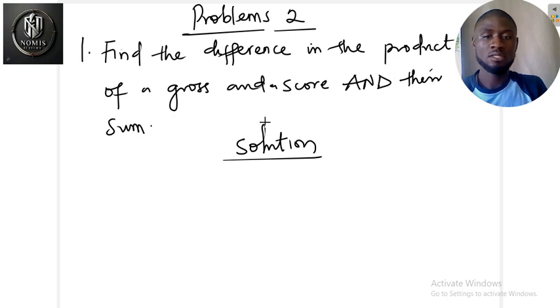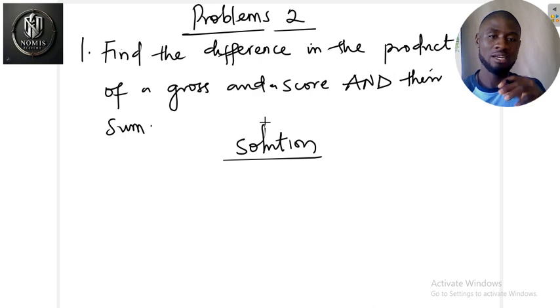The first thing says find the difference, that is we have to subtract something from the other one. And what is to be subtracted from what? It said the product of a gross and a score and their sum. So we should find the product of a gross and a score, and we should find their sum too, the sum of a gross and a score. Then we should now find the difference between the two.